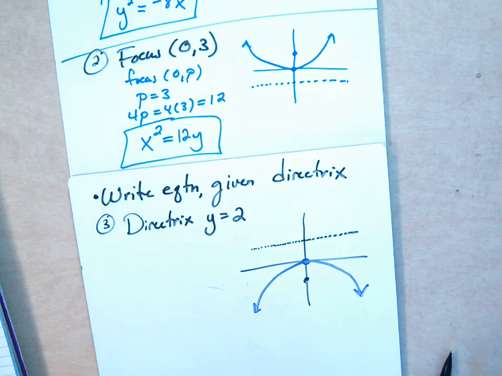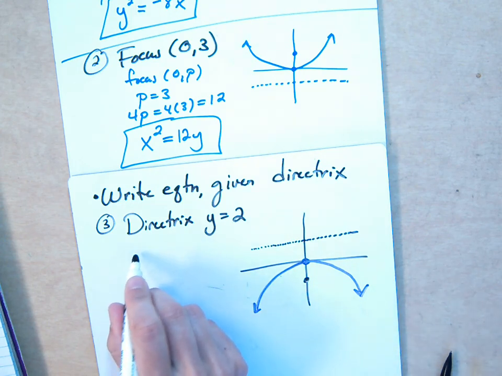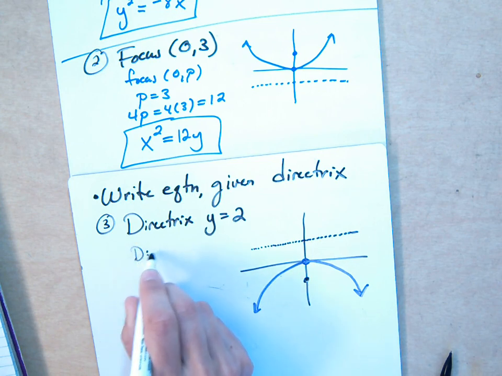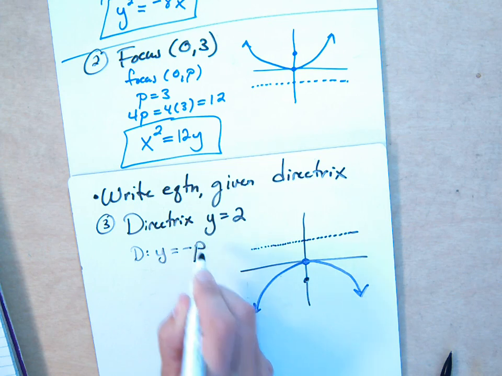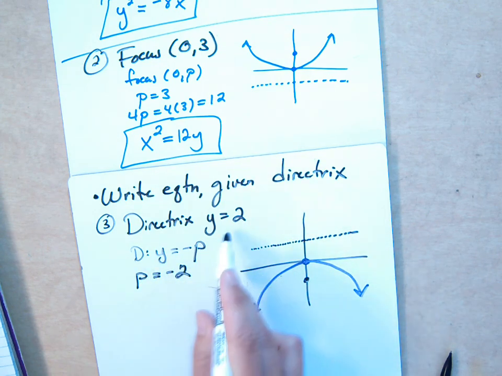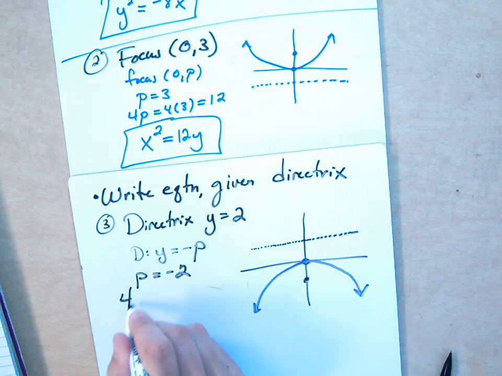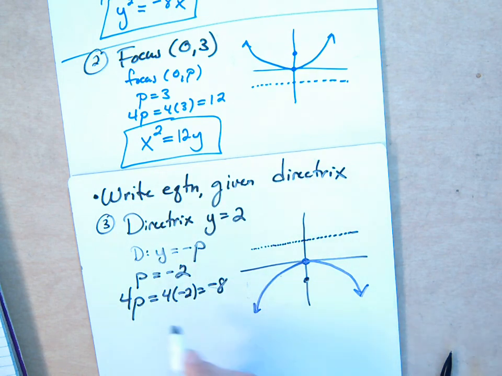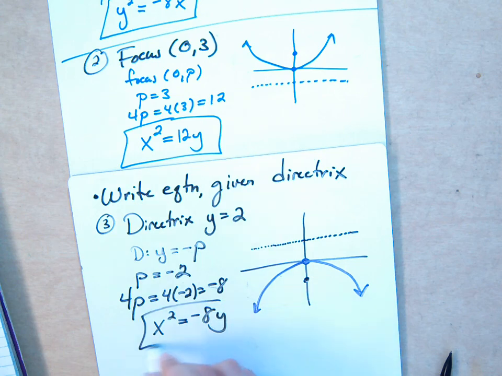So that's the sketch. You know from your formula sheet that the directrix for this is y equals opposite p, so p is -2, just matching it up. Therefore 4p is -8, so your equation is x squared equals -8y.